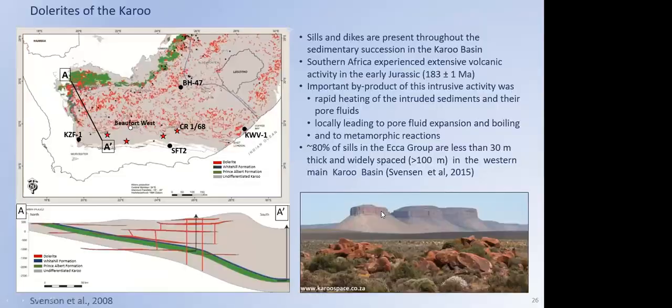Dolerites, a quick one. So sills and dikes present throughout the whole section of the Karoo Basin. We know it ties back to early Jurassic.